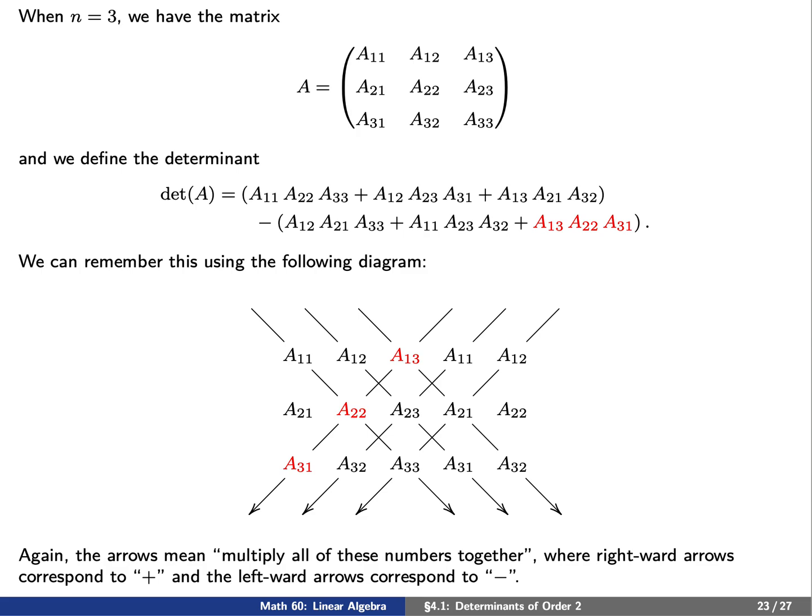So again, for our determinant, we actually have 6 different expressions, and we'll either add or subtract depending upon the orientation of the arrows. In the next lesson, we'll discuss how to use these concepts to define a determinant for any n by n matrix.